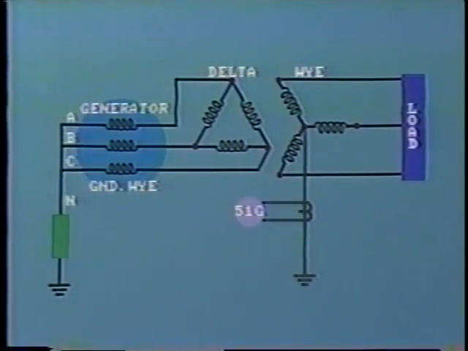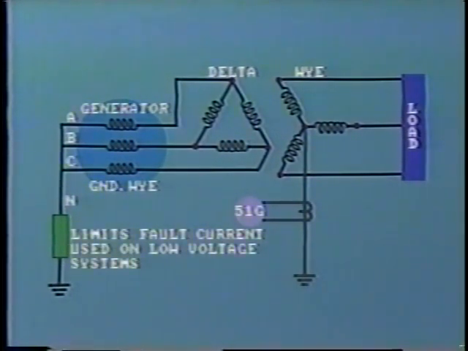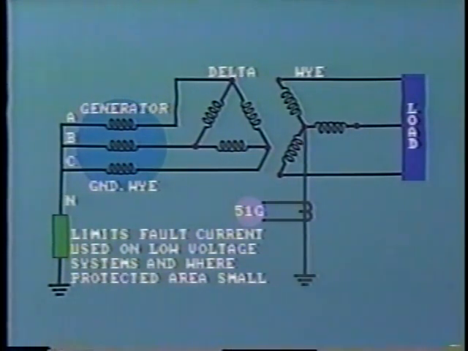We have pointed out that in utility practice, the equipment is usually solidly grounded at voltages above 40 kV. Now, at lower voltages, sometimes equipment is grounded through an impedance to limit fault current. An example is the generator neutral. The impedance may be in the form of a resistance or reactor, or perhaps a grounding transformer. The main objective of this is to limit the available fault current. This method is used on systems up to about 30 kV, and where the protected area is quite small.